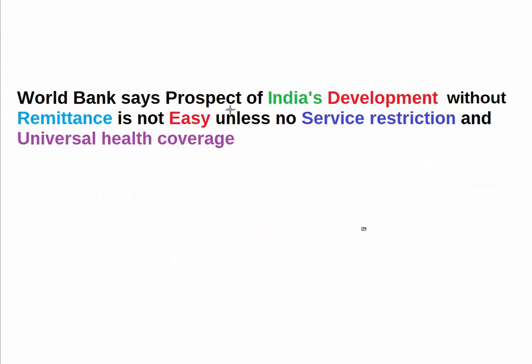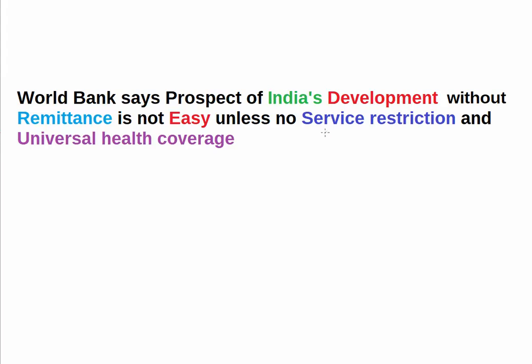World Bank says prospect of India's development without remittance is not easy unless no service restriction and universal health coverage. We know that India receives a lot of money through remittance. Remittance means those who live abroad, work there and send the money to India. That is called remittance. So World Bank says prospect of India's development without remittance is not easy because India receives a lot of remittance money unless there is no service restriction.